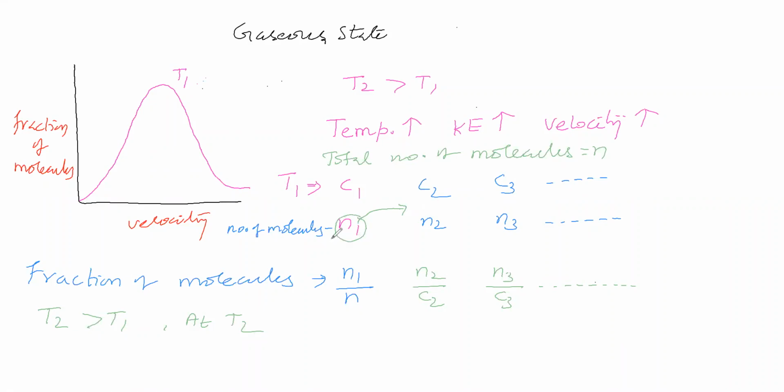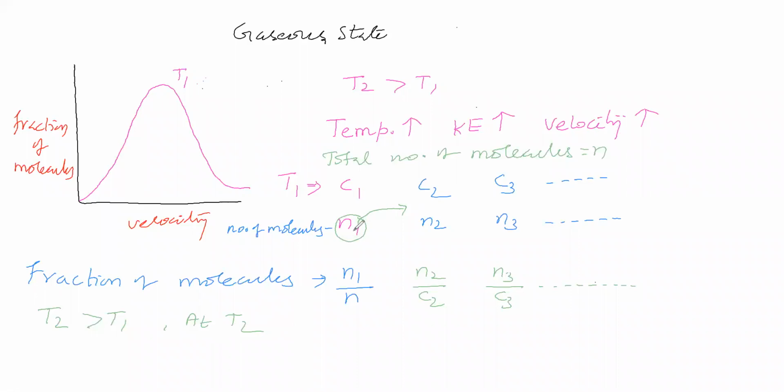Therefore, what happens to the number of molecules here? What do you think? At this place, is the number of molecules getting reduced or remaining the same? You are increasing the temperature. If you increase the temperature, kinetic energy increases, velocity increases. Velocity increasing means what?